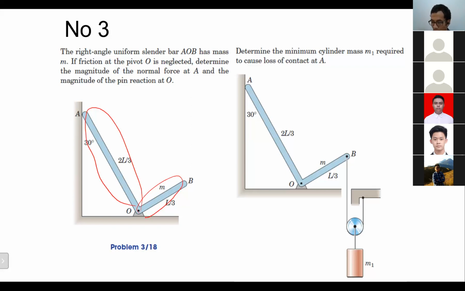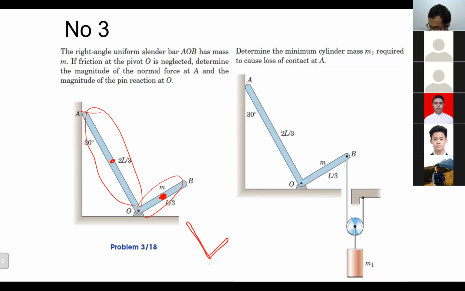1/3 of the m, the COG, the center of gravity will be here. Correct or not? Correct. And the 2/3 of the m, the center of gravity will be here. Yes. Based on that, I believe you will be able to get the normal force at A and the reaction force at O based on those data. So the free body diagram is supposed to be as simple as this.